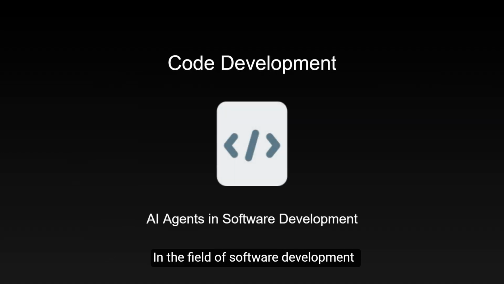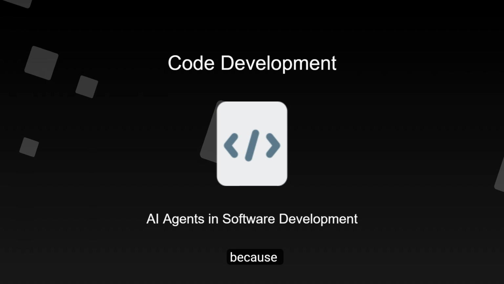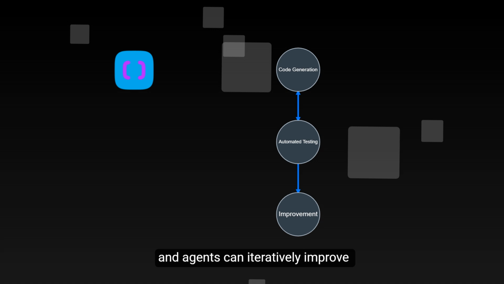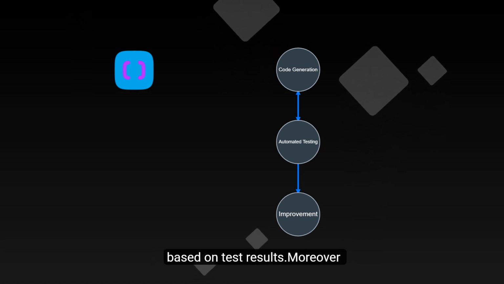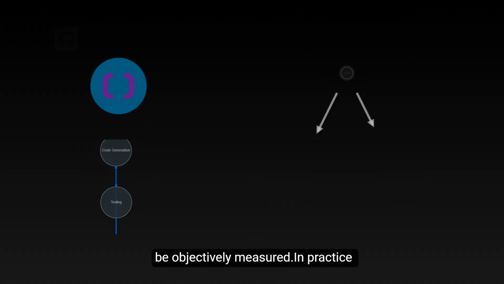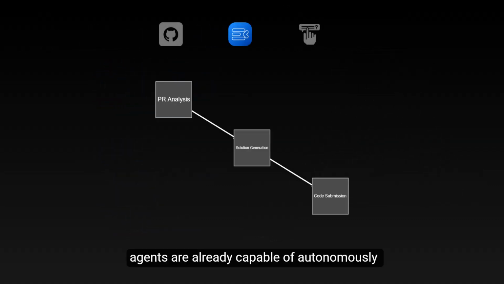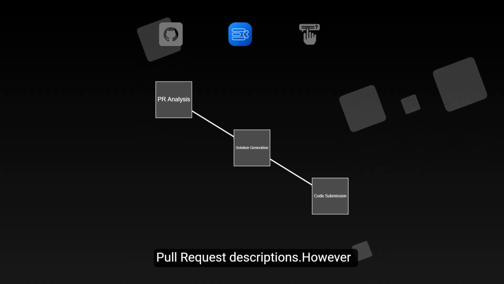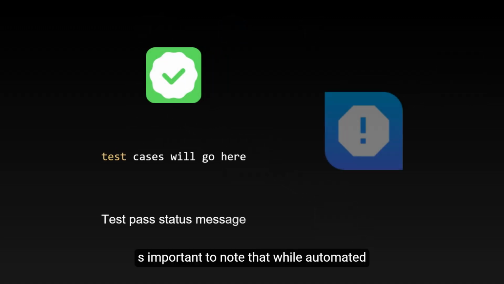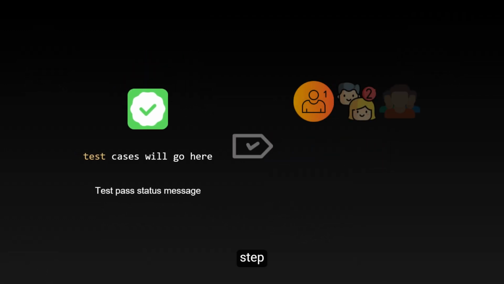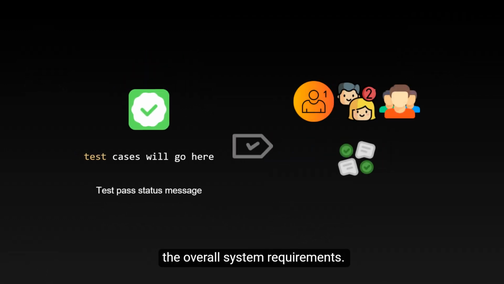Then comes code development. In the field of software development, agents are particularly effective because code solutions can be validated through automated testing, and agents can iteratively improve based on test results. Moreover, the problem space is well structured, and the quality of the output can be objectively measured. In practice, agents are already capable of autonomously solving real-world problems on GitHub based on pull request descriptions. However, it's important to note that while automated testing can verify functional correctness, human review remains a critical step to ensure the solution meets the overall system requirements.